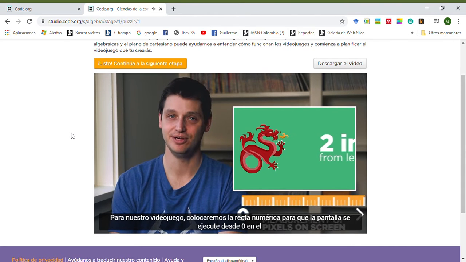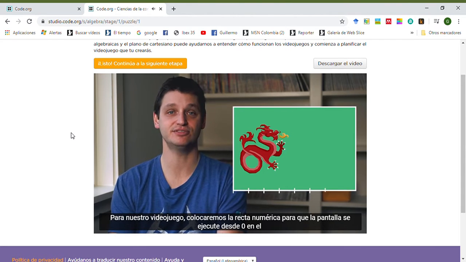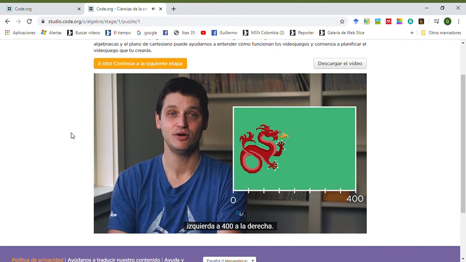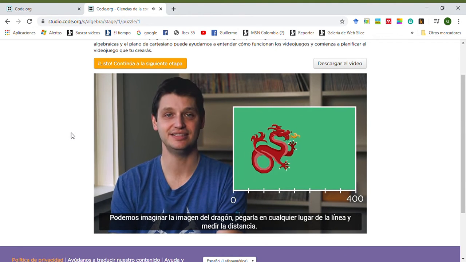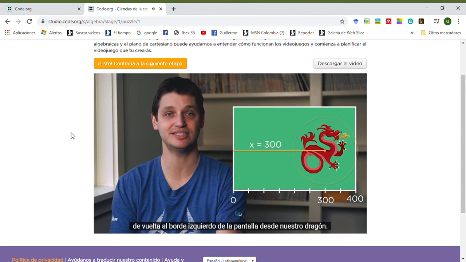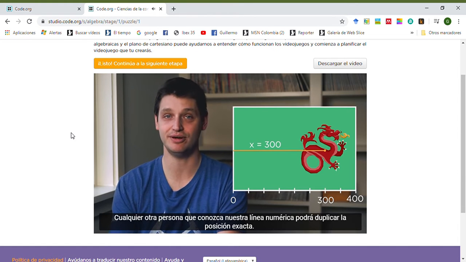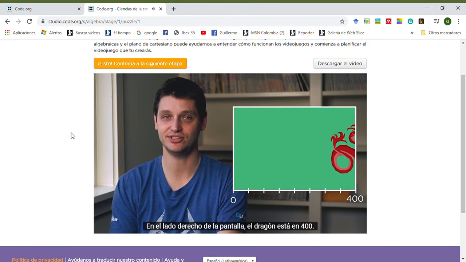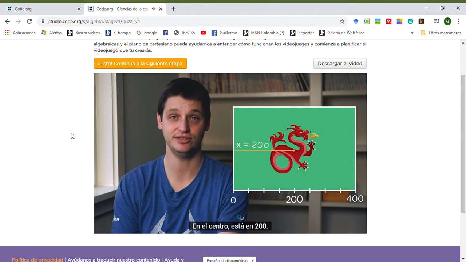For our video game, we'll place the number line so that the screen runs from 0 on the left to 400 on the right. We can imagine the image of the dragon, stick it anywhere on the line, and measure the distance back to the left-hand edge of the screen from our dragon. Anyone else who knows about our number line will be able to duplicate the exact position of the dragon, knowing only the number. On the right side of the screen, the dragon is at 400. In the center, he's at 200.